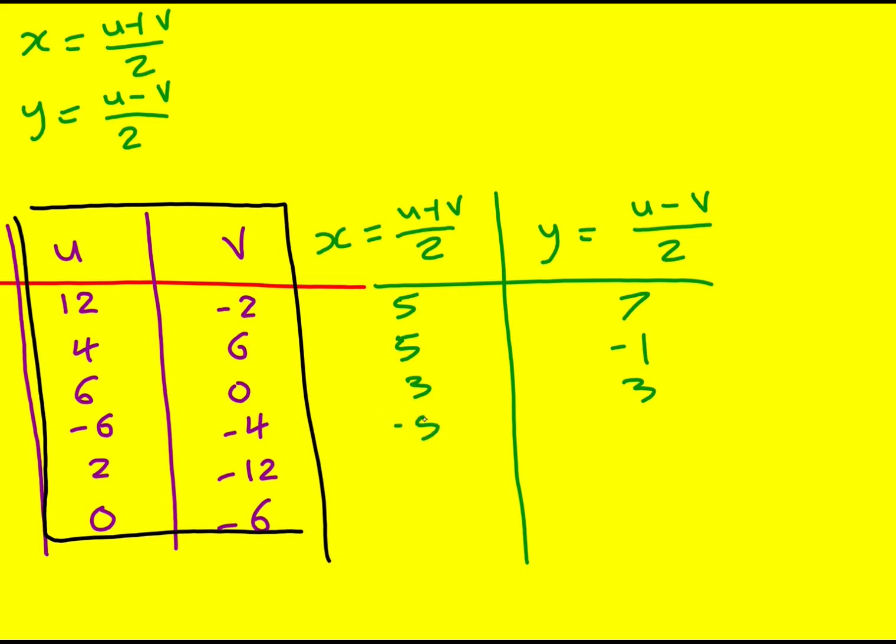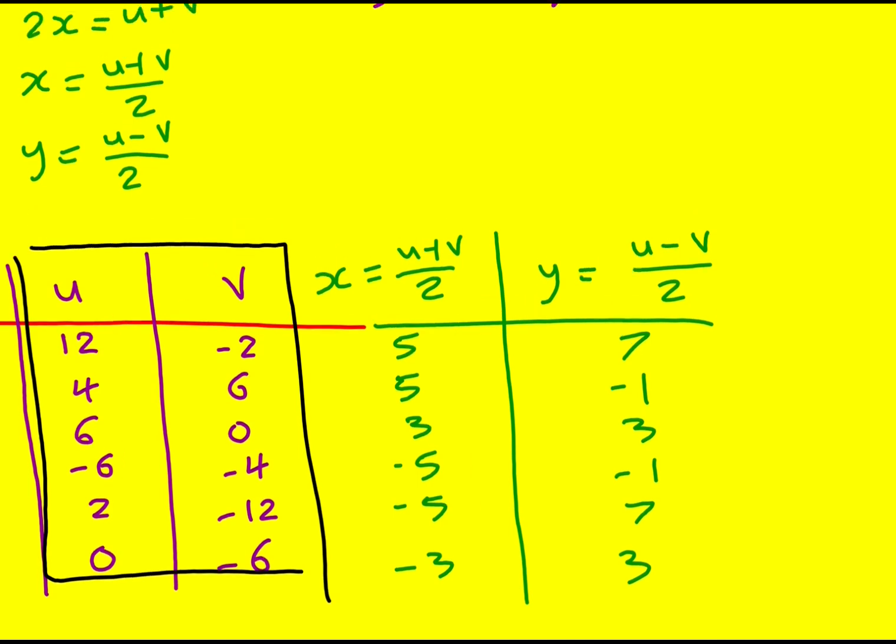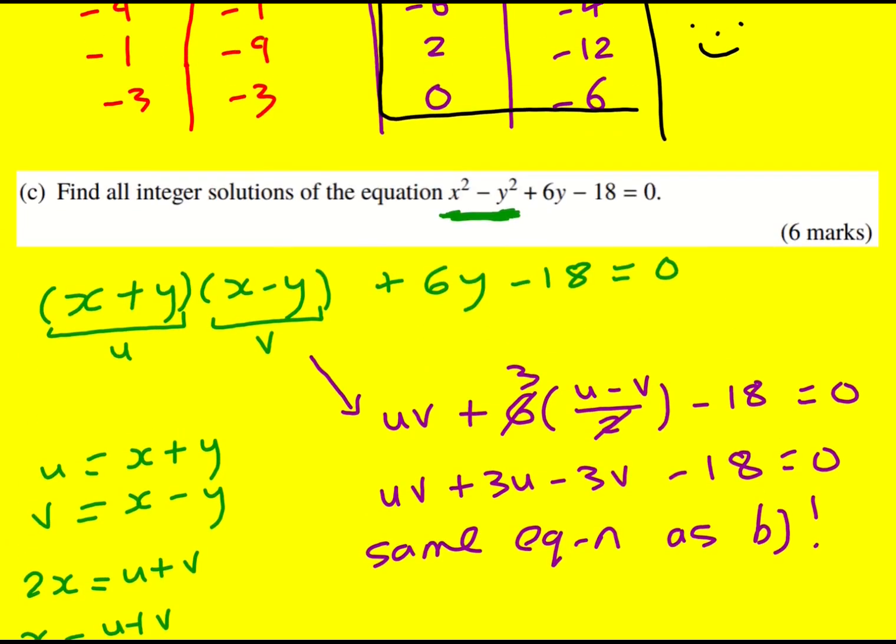Minus 10 over 2, minus 5, minus 2, that'd be minus 1. Minus 10 over 2, minus 5 again, then 7. Minus 3, and 0, that'd be 3. Probably doesn't hurt to just try one out and see if it works. So if we just pick one, let's go with 3 and 3. That's not too bad. Then we get 9 minus 9 plus 18 minus 18 equals 0. We can see it checks out.